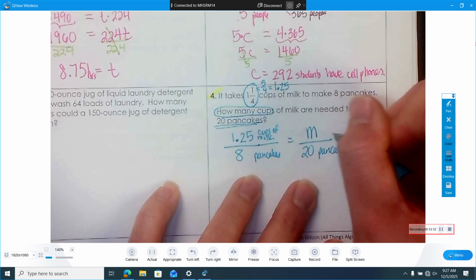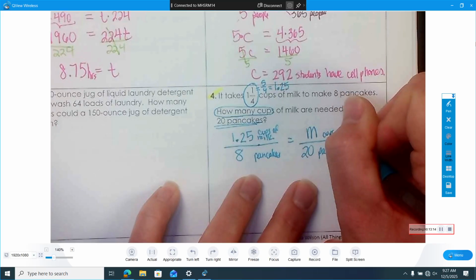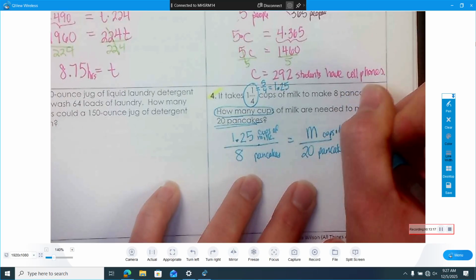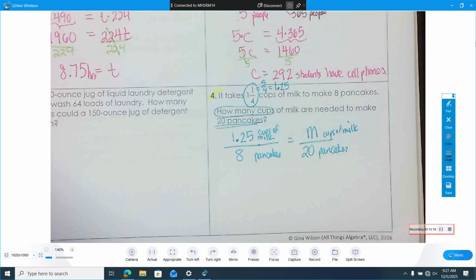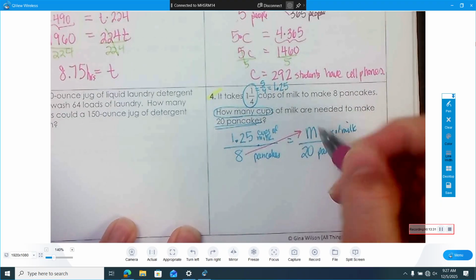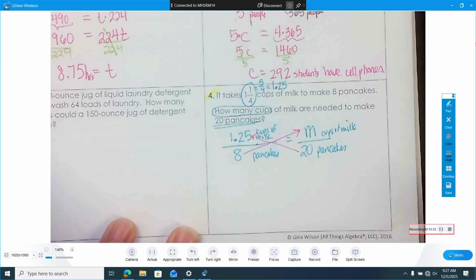What can we use to represent our cups of milk? M, okay, so M cups of milk. That'll work. Could we use any letter we want? Could we use X? Yeah. Could we use C? Yeah, good. And then how do we solve this lovely proportion? Cross multiply. Will you go ahead and finish this up, please? Use your calculator.